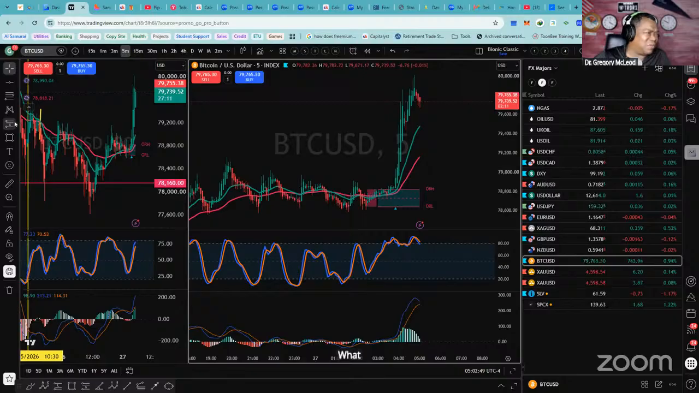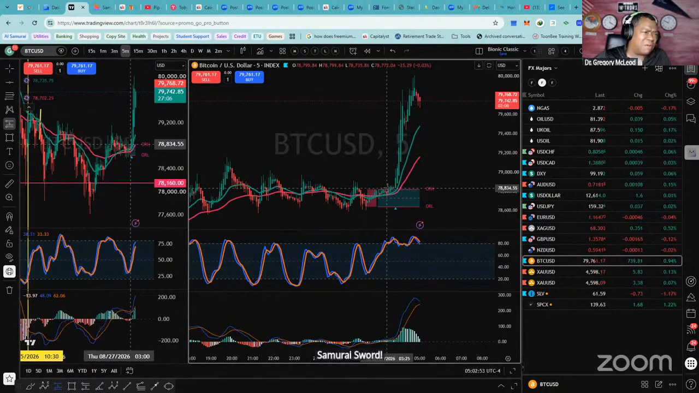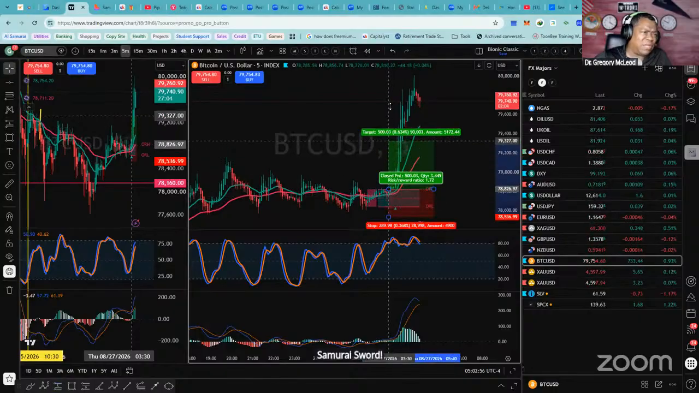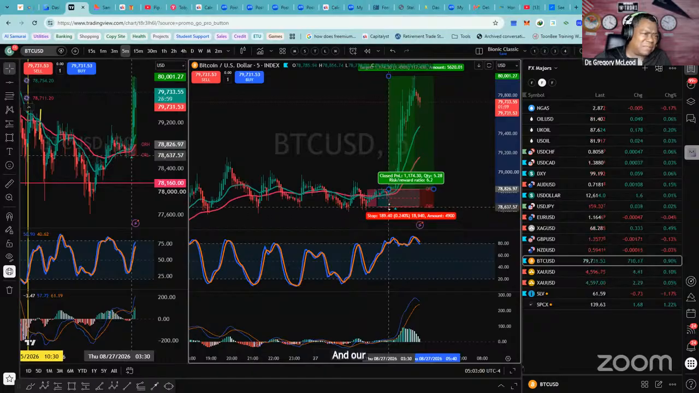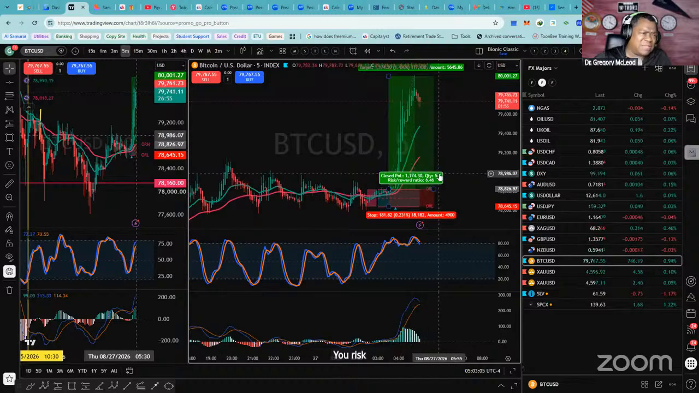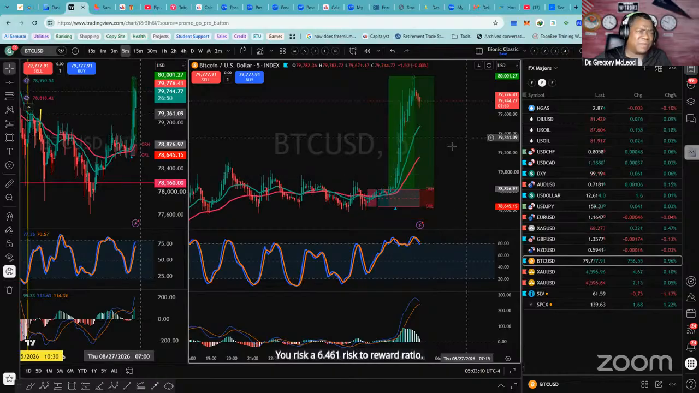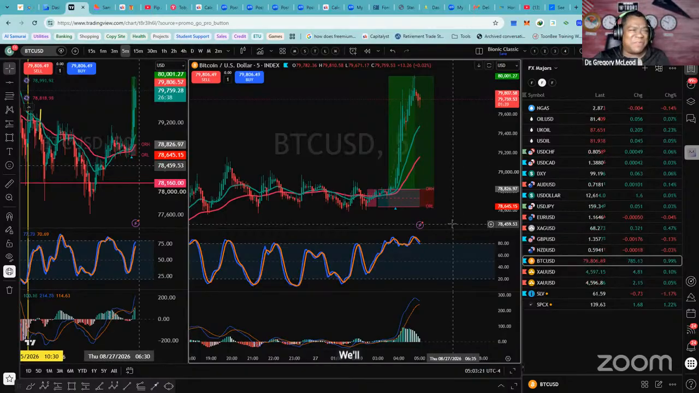What's the risk reward on that one? Samurai sword. Bow, bow, bow. Entry, take profit, and our stop loss. You risk a 6.46 to 1 risk to reward ratio. Pretty spectacular. Oh, Winan's BTC expert. Oh, Winan. We'll look for you next time for the BTC.